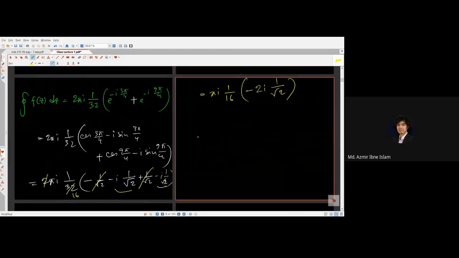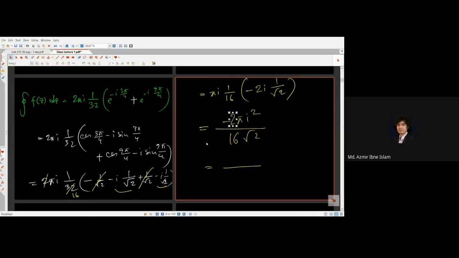Clear? So finally the simplified part can be negative pi I, that is pi I squared 2, over 16 root 2. Or we can simplify again, that is negative pi I squared, and I squared is negative 1. Is that okay? Yes, sir. So we can write just 2 pi.